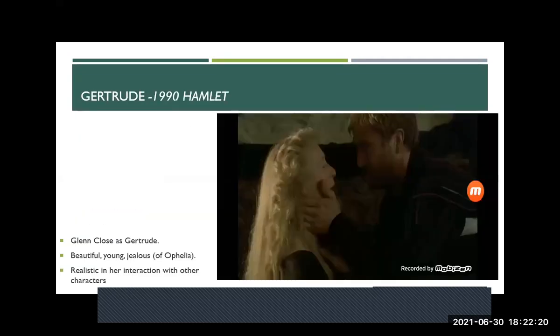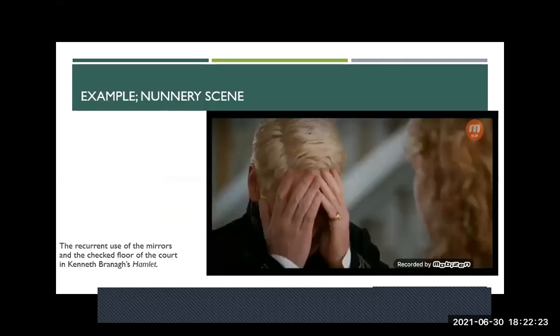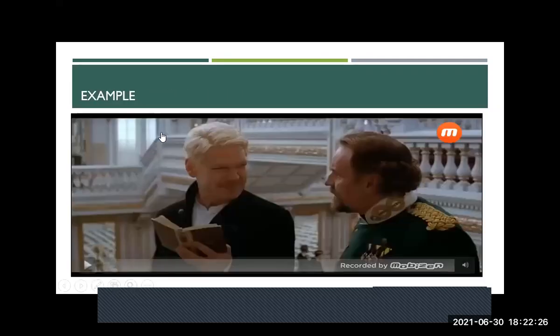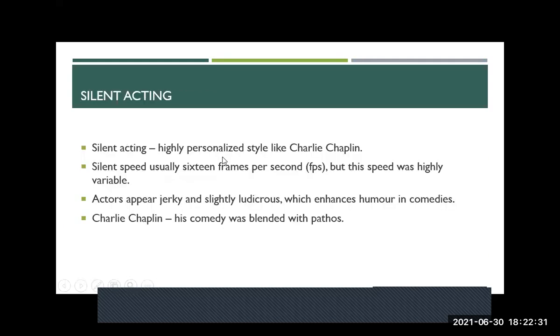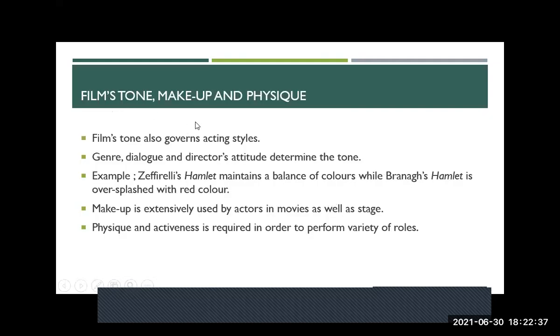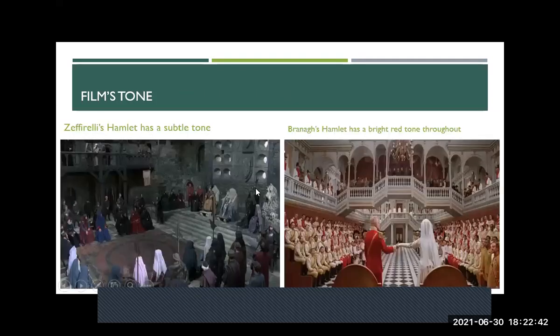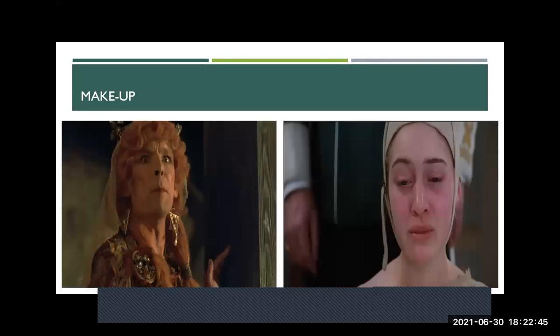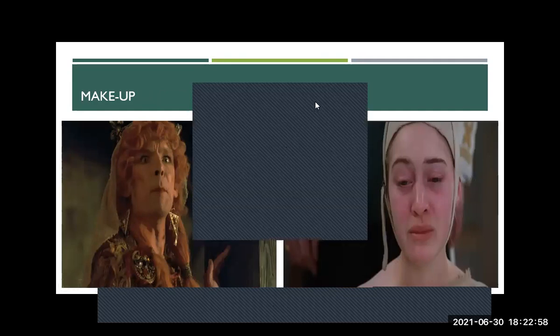Now, various acting styles will also again come to be discussed when we come to the study of them. So farcical acting like this one. Silent acting like this one. And then film has its tone. Makeup and physique are also important for acting, for a character to be truly believed in. For example, Ophelia going mad, makeup is important. So Ophelia, the distress comes on her face because of the makeup. That's an important part of acting too.